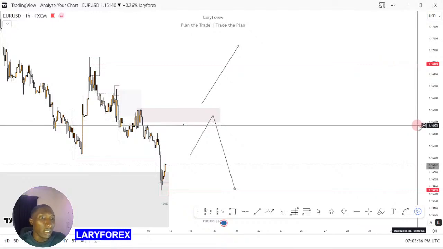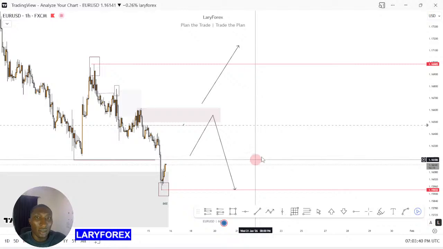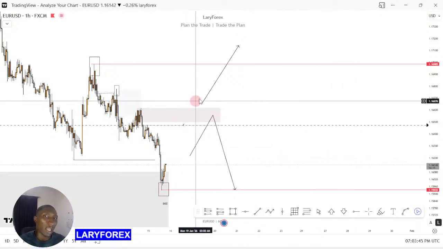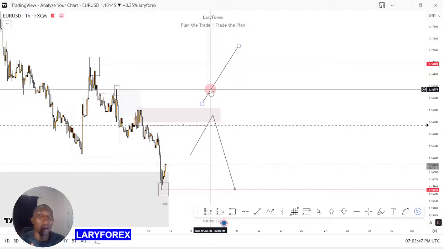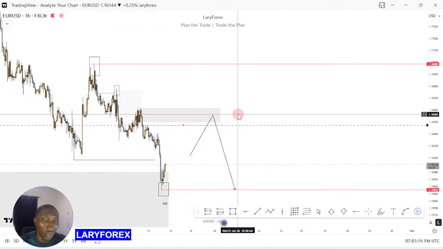After making this analysis, I'll just set an alert here on Euro USD. I will set an alert and let it be. And I forget about it until whenever, or any day I get this alert, and I will start trading.